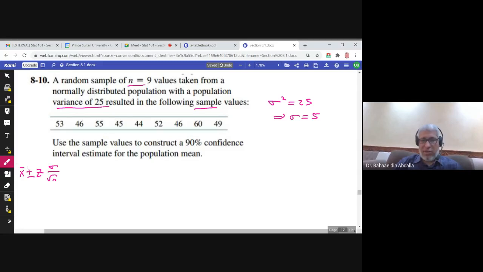We need x bar. We don't have x bar. It's not given in the question. So we find x bar. We add all these numbers and divide by 9. Once you have x bar, you can use this formula to construct the 90% confidence interval. Z is 1.645 in this case.